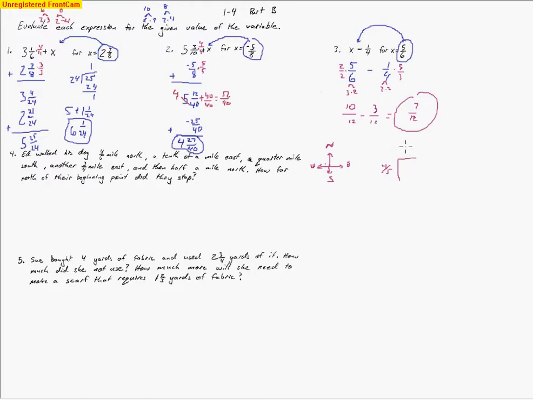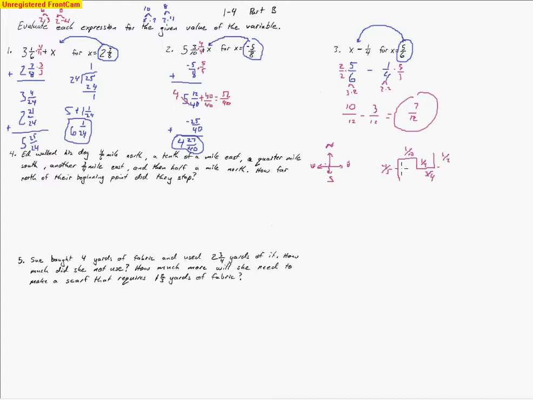He went 1/10 of a mile. And then he went 1/4 mile south. And then he went, see, another 3/4 of a mile east, it says. And then he goes another half mile north, so go up a half mile.